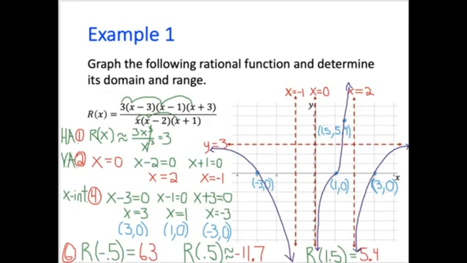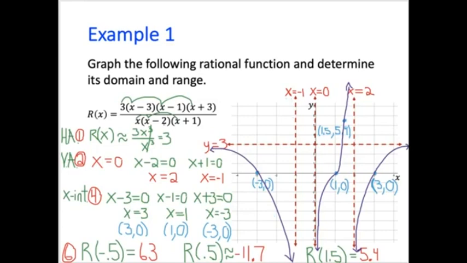So now we have a complete graph. Our other task was to determine the domain and range of the function. To determine the domain, we could either use the formula or we can use the graph. But let's just talk about it. Well, we know the graph comes from the formula anyway. The domain is the collection of x values that are valid for our function.